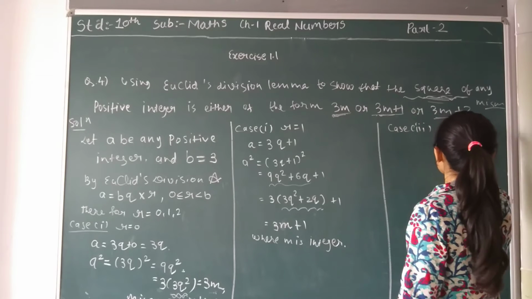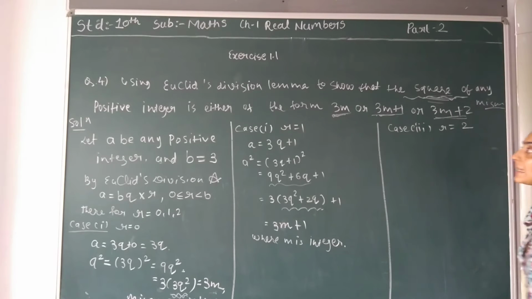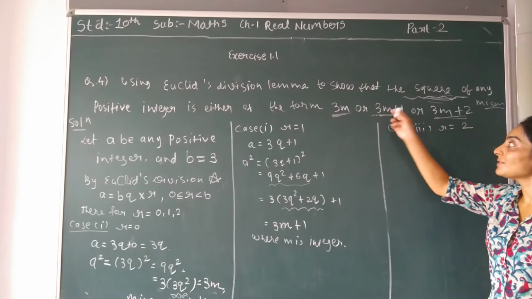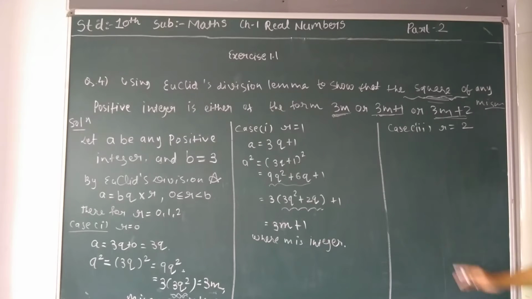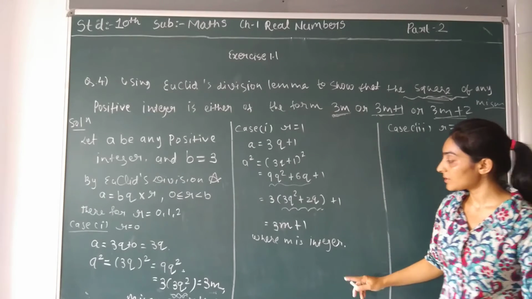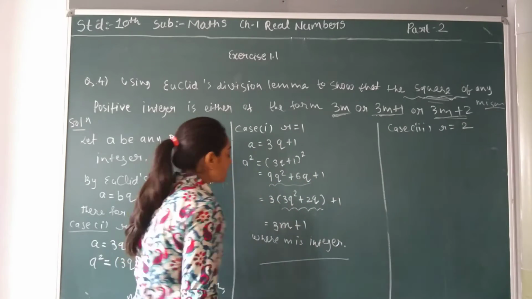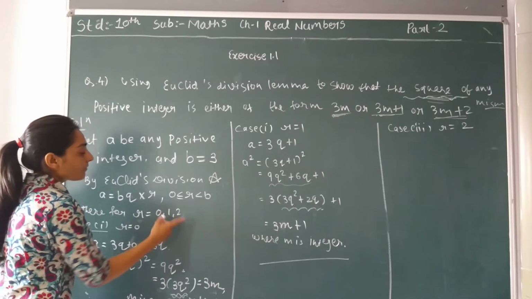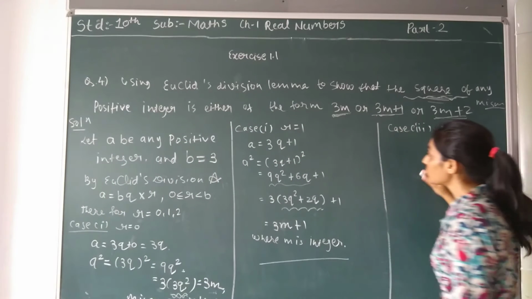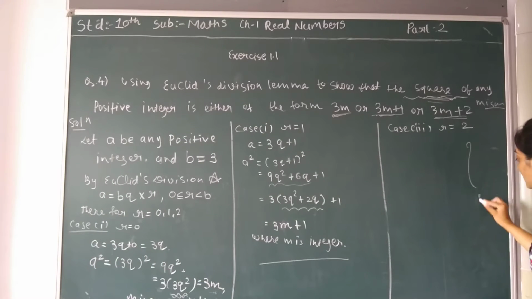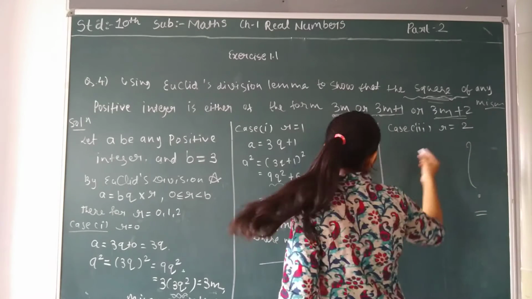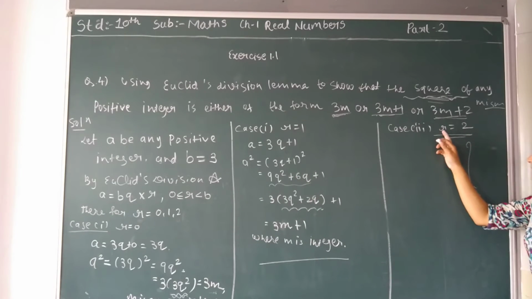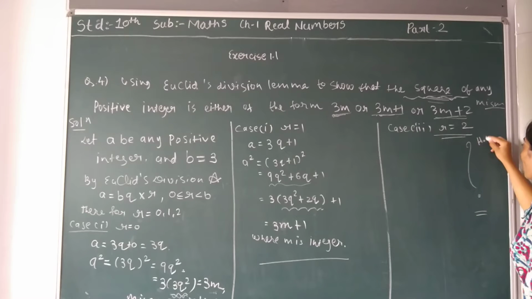If you want to write the third case, you can write it. Otherwise, the question asked only for 3m and 3m plus 1, so there is no need to write the third case. The question asks only up to here. But we just found one more possibility, so you can write it down if you want to. Now try to find it for this one. You have to write this third case on your own. I am not doing it. Note it down.